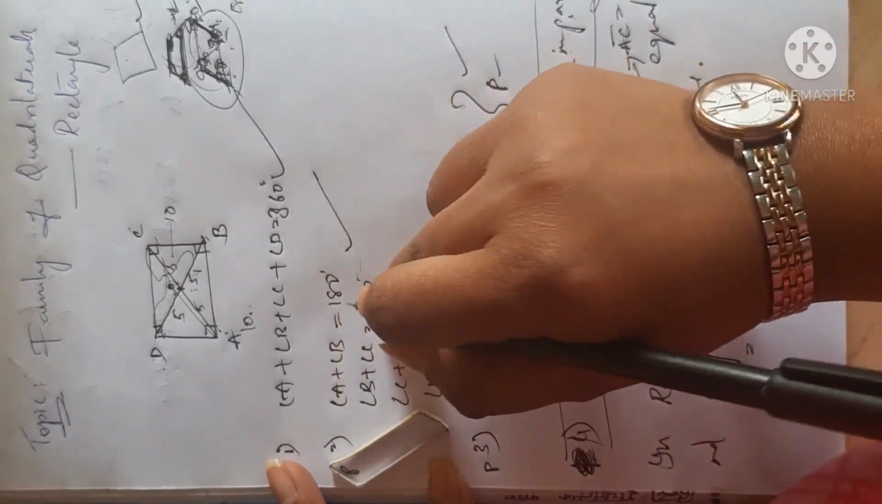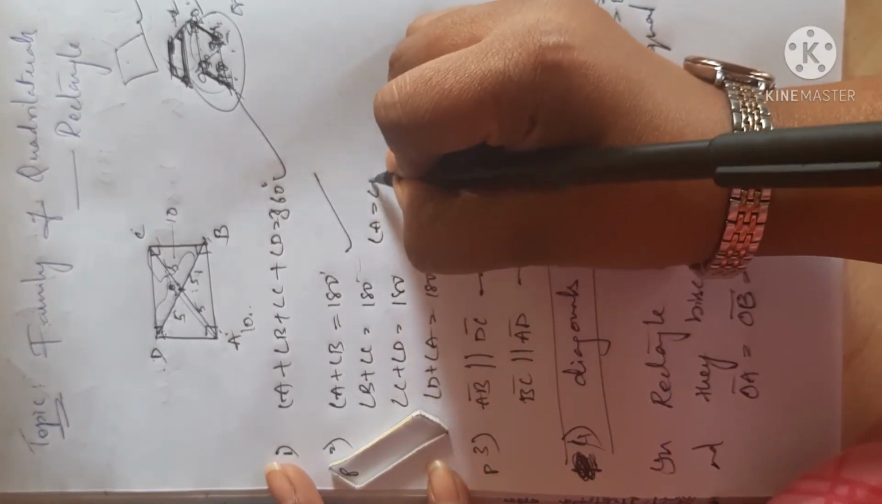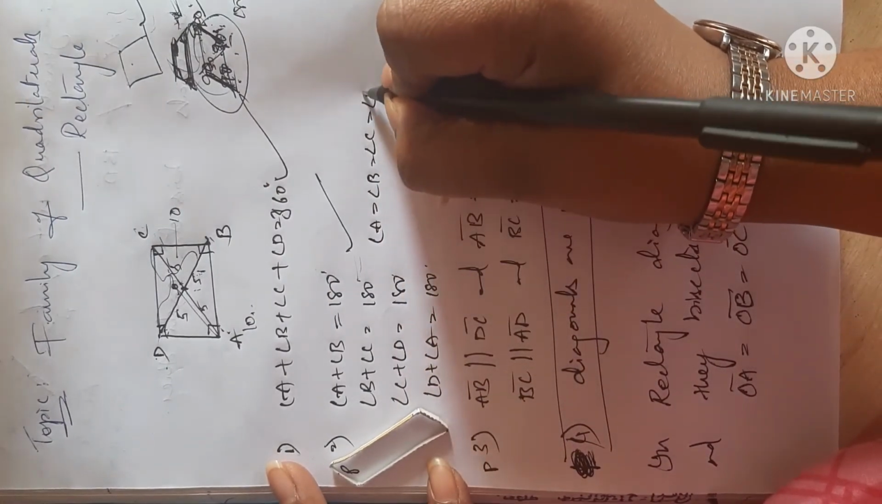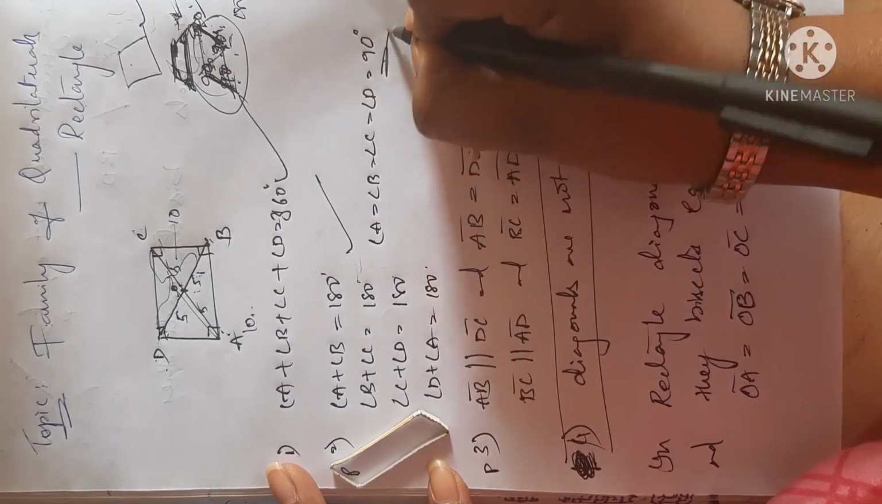And I forgot to write here. Angle A plus angle B is 180 anyhow, and angle A is equal to angle B is equal to angle C is equal to angle D, all angles are 90 degrees.